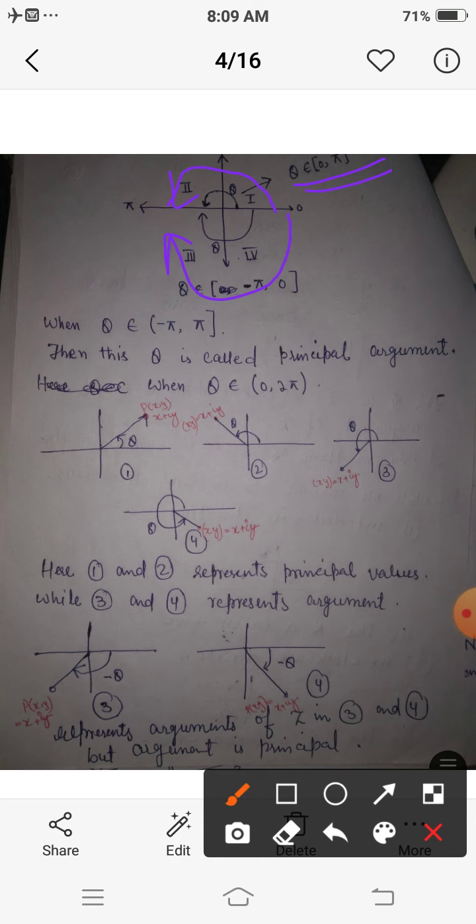Now here, when theta belongs to minus pi to pi, then this theta is called the principal argument, while when theta belongs to 0 to 2 pi, then it is simply called the argument of a complex number.